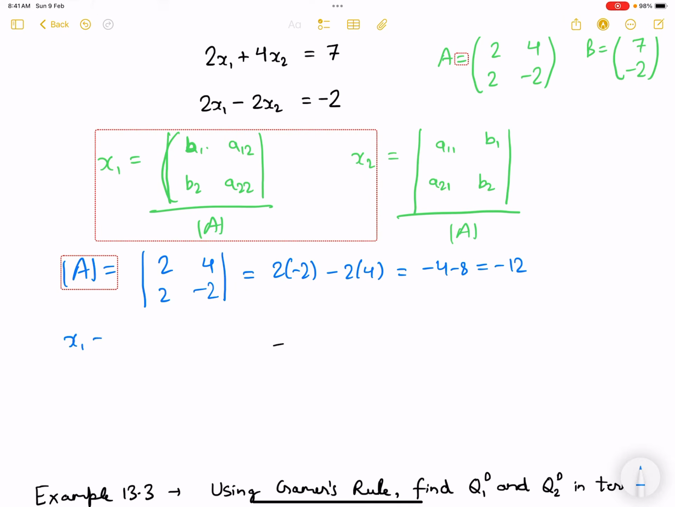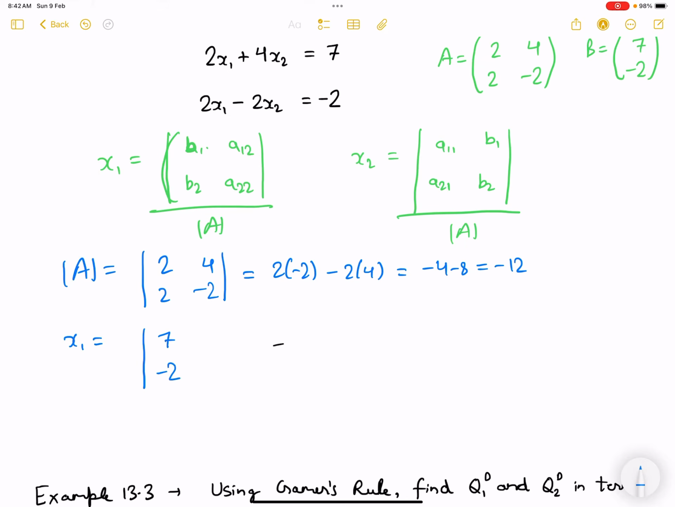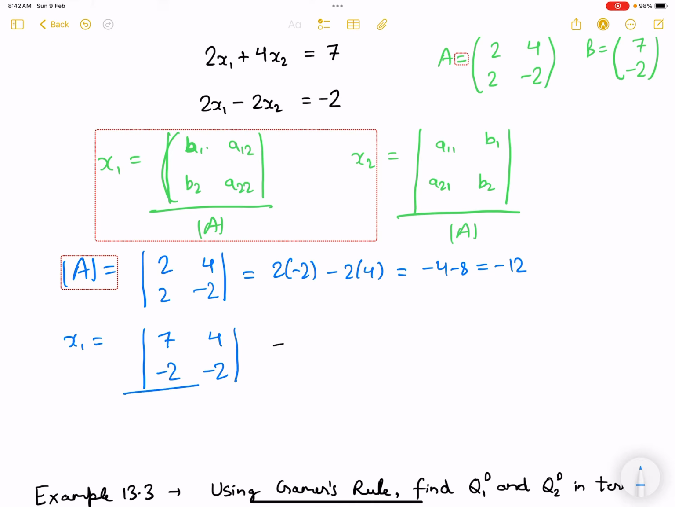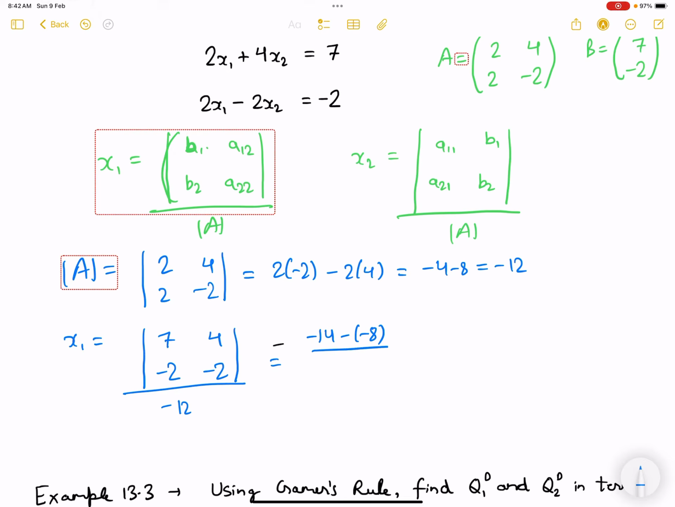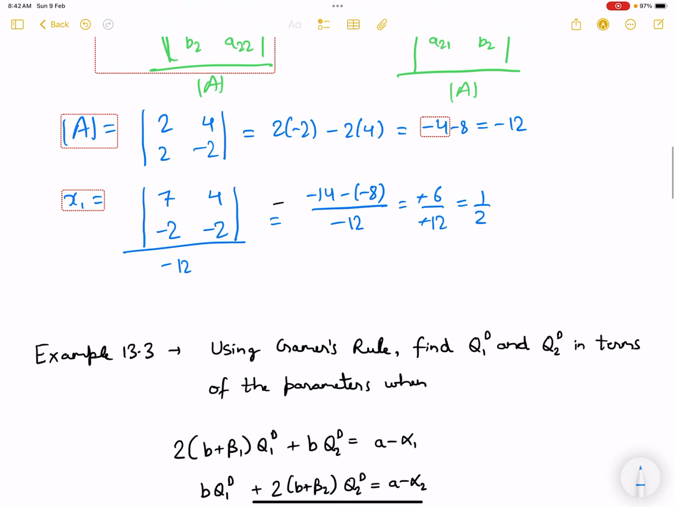x1 would be the determinant of 7, minus 2, then 4, minus 2, upon minus 12. So this turns out to be minus 14 minus of minus 8 upon minus 12. This is minus 14 plus 8, which is minus 6 upon minus 12. So this comes out to be half. Similarly, we can find x2.